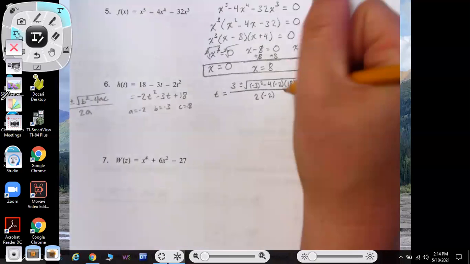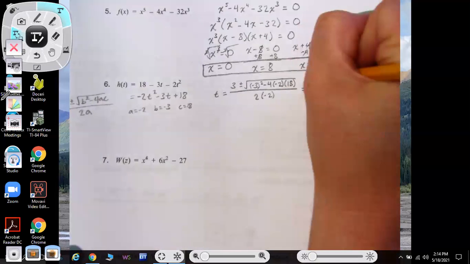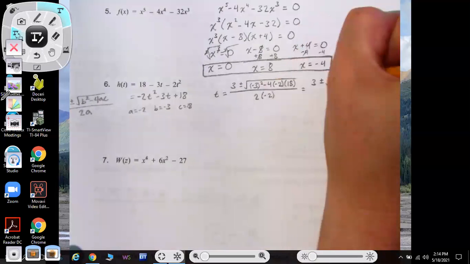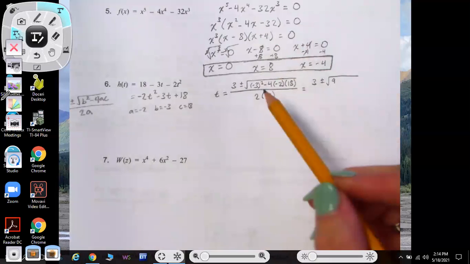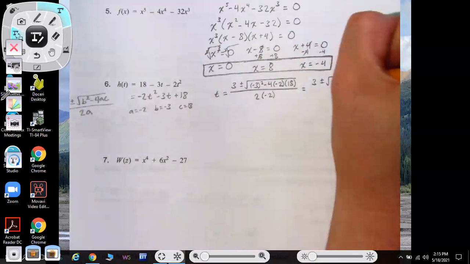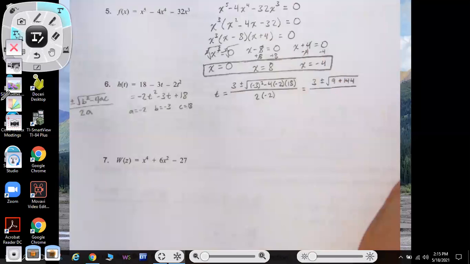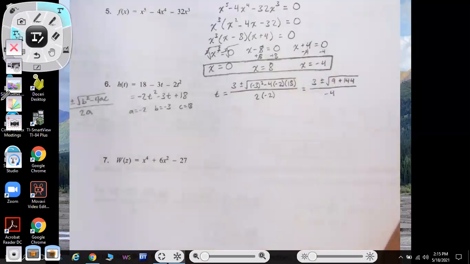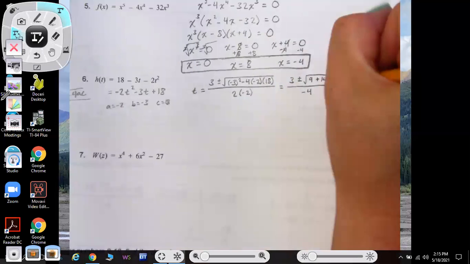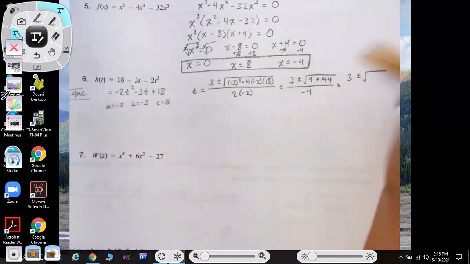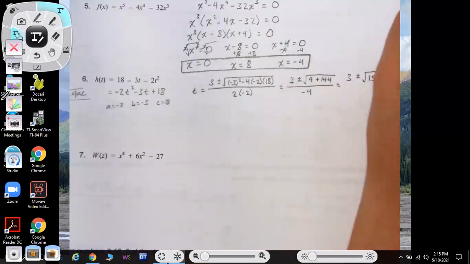Okay, now we're going to just do this math. 3 plus or minus the square root. We've got negative 3 squared, which is a positive 9. Then we've got negative 4 times negative 2 times 18. That gives us a positive 144 over 2 times negative 2, which is negative 4. Okay, 3 plus or minus the square root. 9 plus 144 is 153 over negative 4.